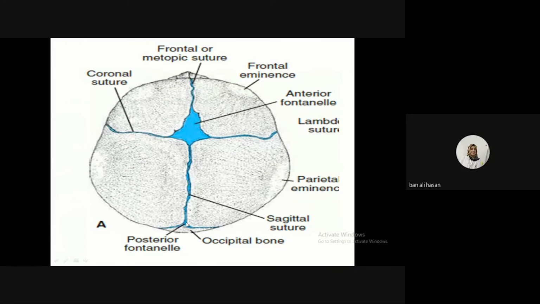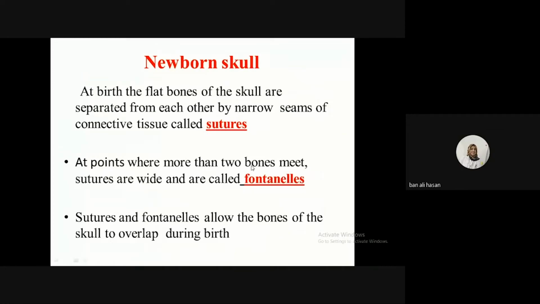The skull can be divided into two parts: the neurocranium and the viscerocranium. The neurocranium is a protective case around the brain, and the viscerocranium forms the skeleton of the face.